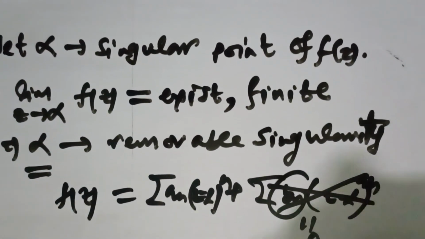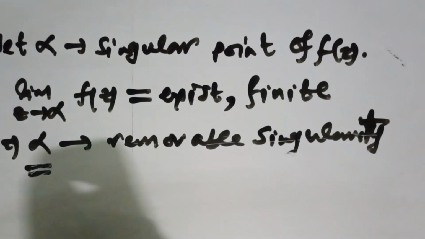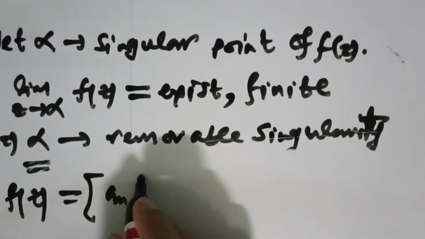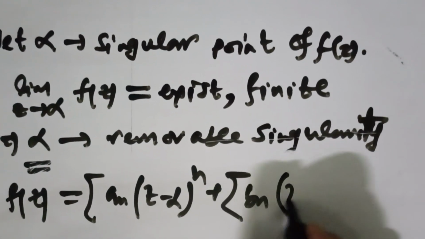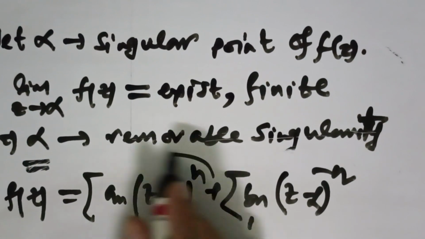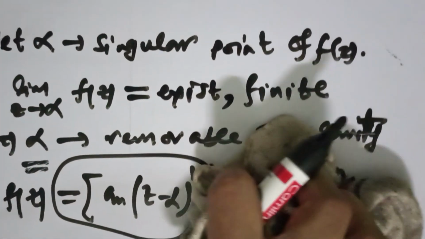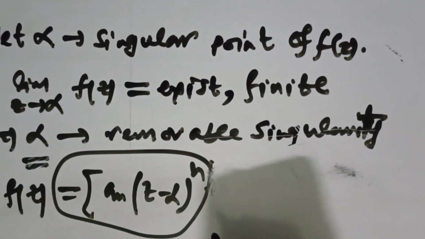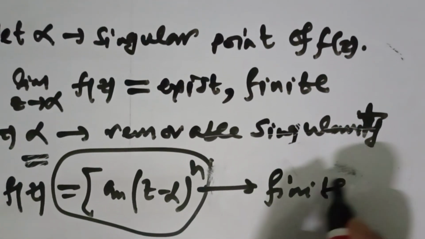I am saying that if alpha is a removable singularity, then only the summation of a_n (z - alpha)^n is left in the Laurent expansion, because all b_n are 0 for the removable singularity case. So we leave out the negative series, and only this series remains. Now if you take the limit as z tends to alpha, this becomes a finite quantity. This limit exists and gives a finite quantity.